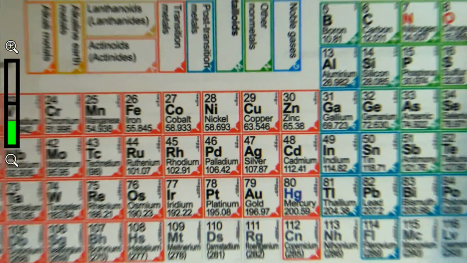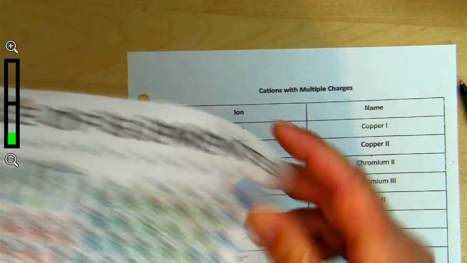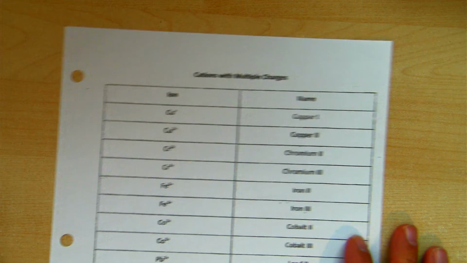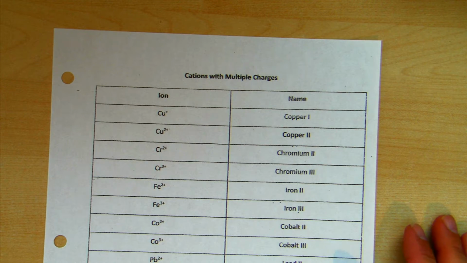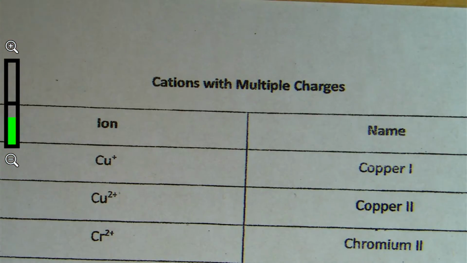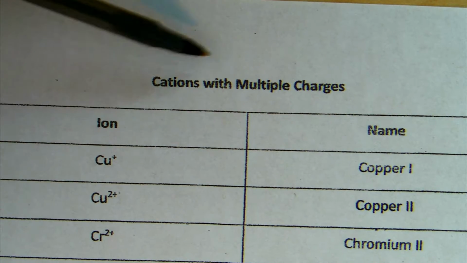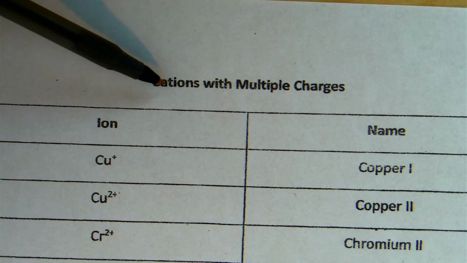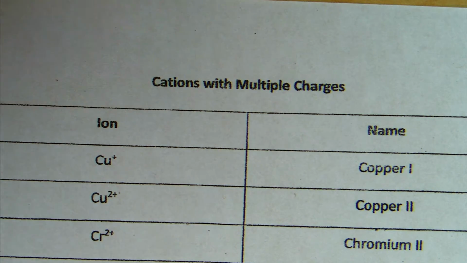All right, this is Chemistry CP on December 8th, 2020, period 8. I wanted to introduce to you one of the reference sheets that I passed out, not for homework, but for reference. This handout is called cations with multiple charges. Cations means it is positively charged.